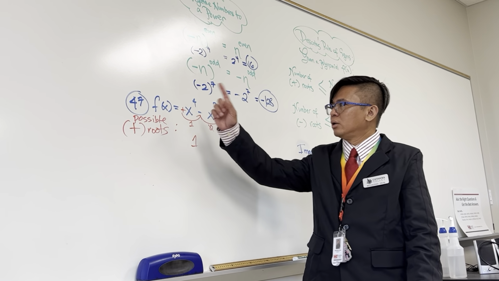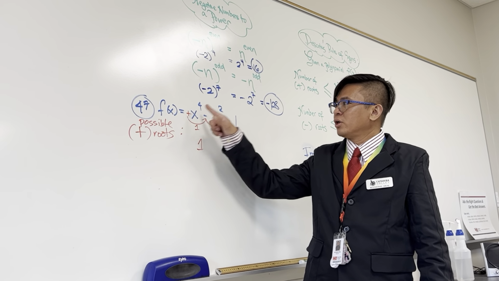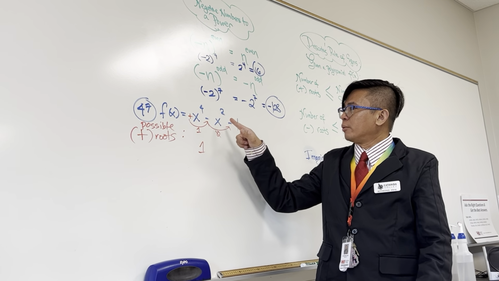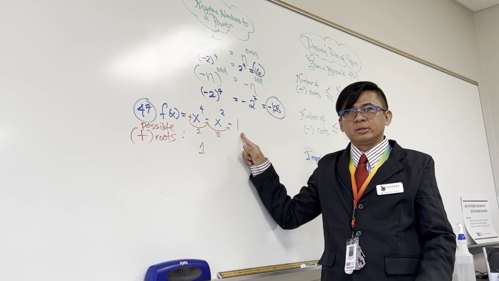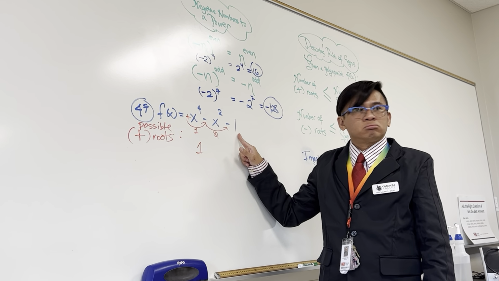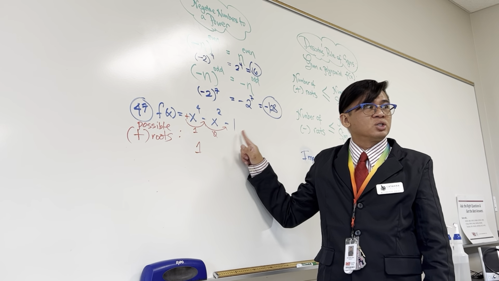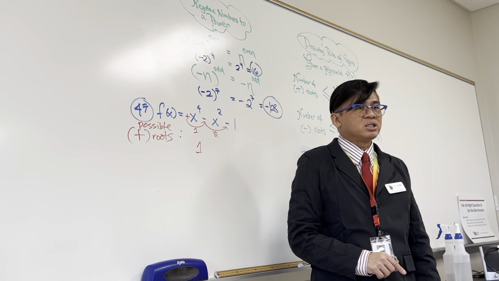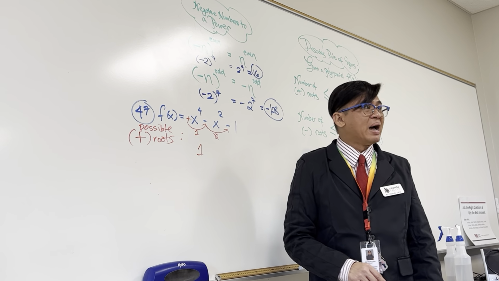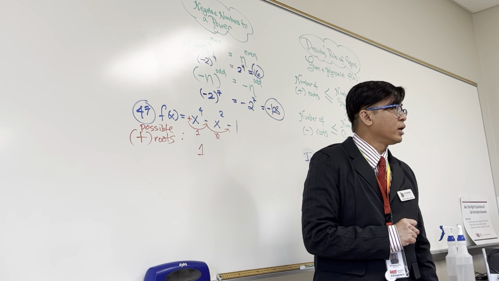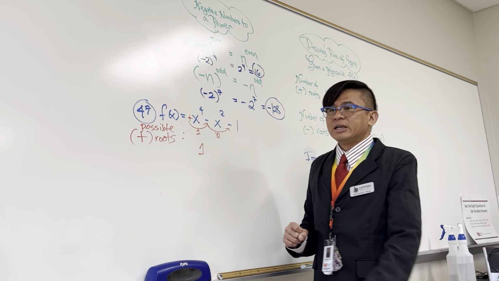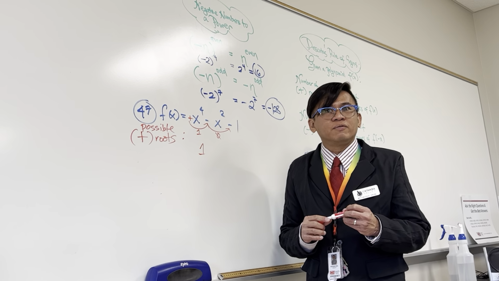Again, why one? From positive x to the fourth to negative x squared, there's one sign change, right? Now from negative x squared to negative 1, it's still negative, so there's no sign change, right? So in short, there's one possible positive root. Maximum. That's the maximum positive root, right? Questions? Okay. Next, how do we get the negative roots?